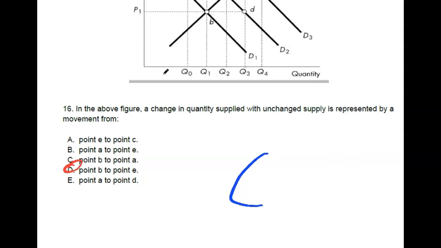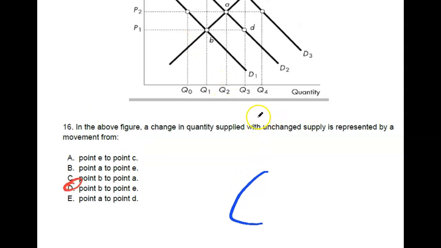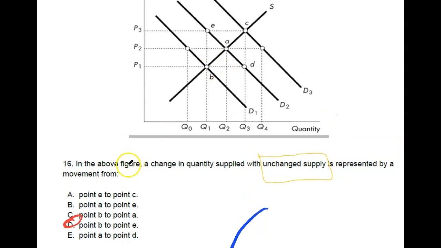Now I also got this wrong. Okay, change in quantity supplied with unchanged supply. Basically they're saying unchanged supply, meaning you're not shifting the supply curve. You're moving along the supply curve. I put B to E, but that's obviously wrong because that means you have to move the supply curve to that side. So the supply curve will be like that. But the correct answer was from B to A. You see B to A? Because B to A, you're not moving the supply curve, right? You're just moving along it. So that's the correct answer.